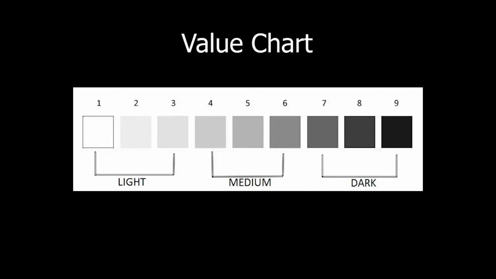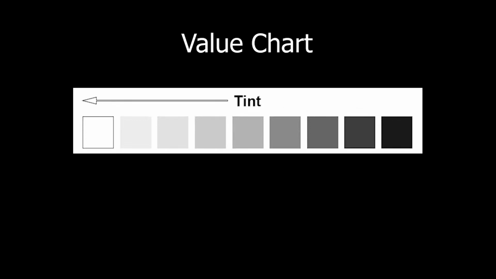So let's get stuck into values. When we talk about values, we are talking about the lightness or darkness of a colour. So how do we apply that to our paintings? Well, we need a value chart. A value chart is divided into 9 shaded squares in black and white. It ranges from the lightest shade, which is white, to the darkest shade, which is black. To lighten the colour, we tint it. To darken the colour, we shade it.